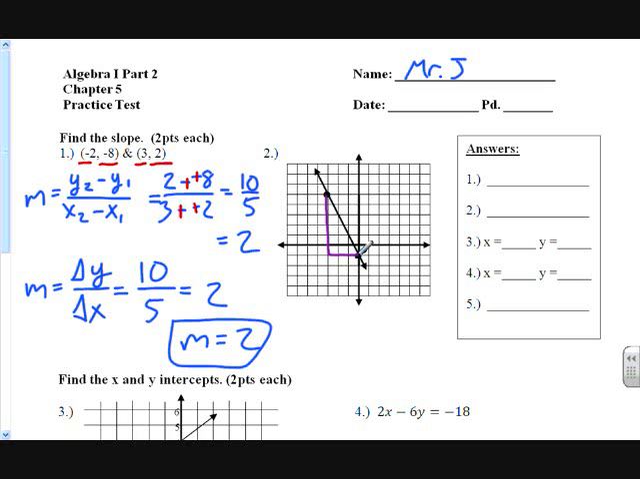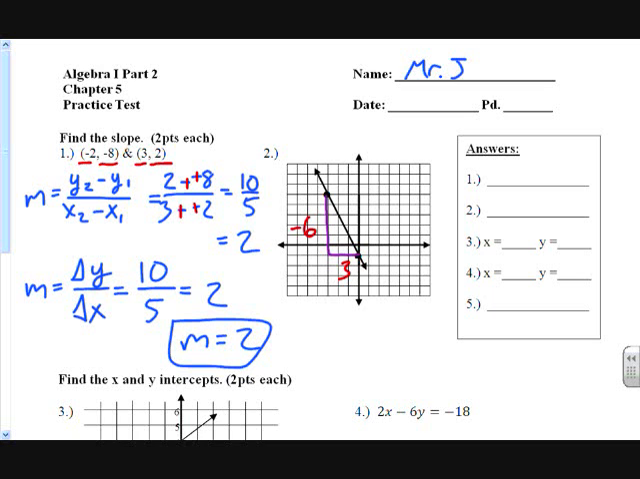And now I just have to count. If I started at that first point and I went down, I count how many units that is. I go down 6 units. Okay, so I write it down as a negative 6. That's my rise. And then my run, I count how far over I have to go, which is a positive 3. So I go over a 3.